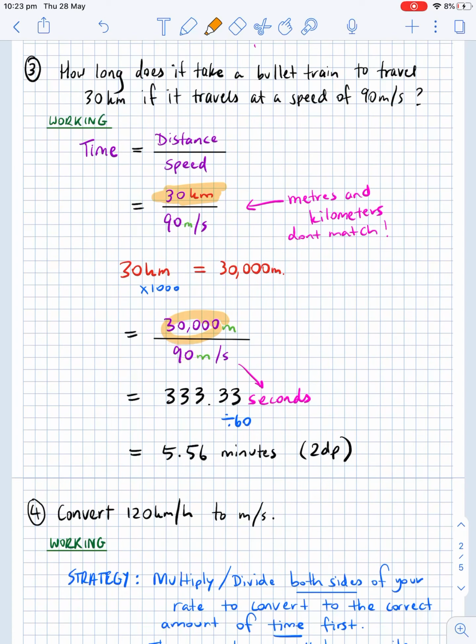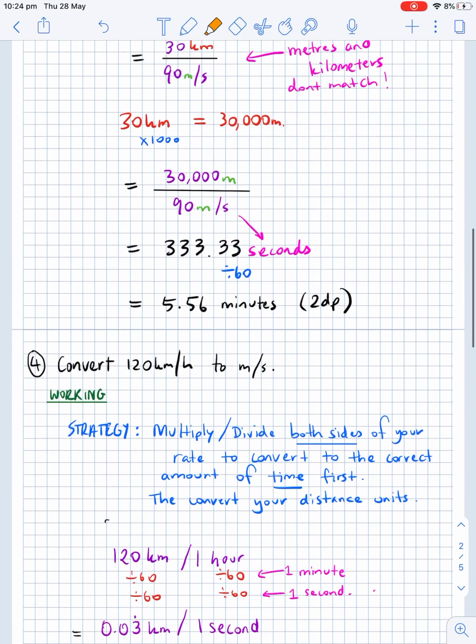30,000 divided by 90 gives us 333.33 seconds to two decimal places. That's a whole heap of seconds. We'd probably prefer that in minutes. There's 60 seconds in a minute. So we can divide this number by 60 and we get roughly 5.56 minutes to 2 decimal places. So that's how long this bullet train is going to take to travel 30 kilometers. It's only going to take about 5.5 minutes, because 0.5 is a half.